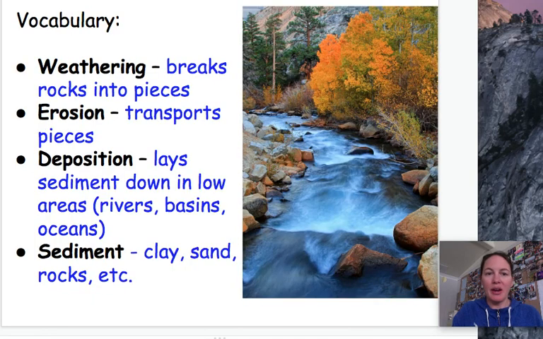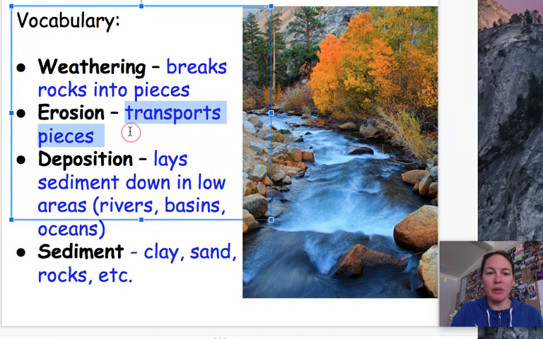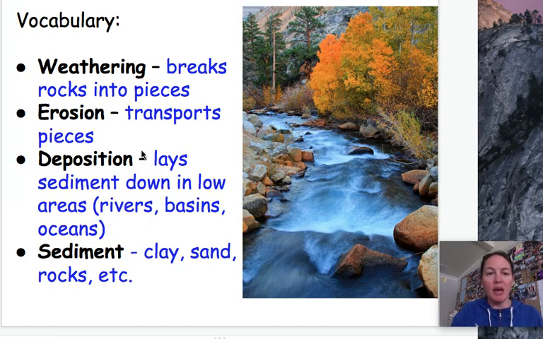So our vocabulary. There are 4 vocabulary words you need to know. First is weathering. Weathering just breaks rock into tiny pieces. It doesn't go anywhere. So weathering is if you took a hammer and you smash the rock, that's breaking it into pieces. Erosion is what transports the pieces. So this is where the rock is actually moving through a river or when sand gets blown in the wind. Deposition is when the sediment lays down in a low area. It usually gets dropped in a river, in a basin, in the ocean. And when we're talking about sediment, sediment can be any little rock pieces like clay, sand, or something bigger like a boulder.